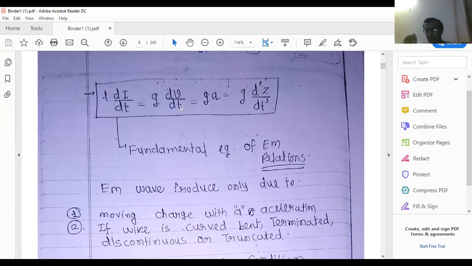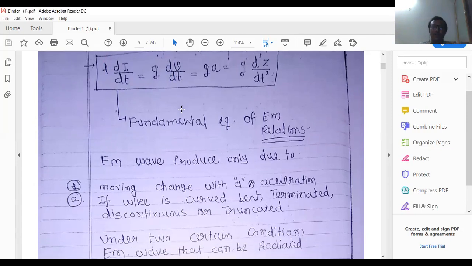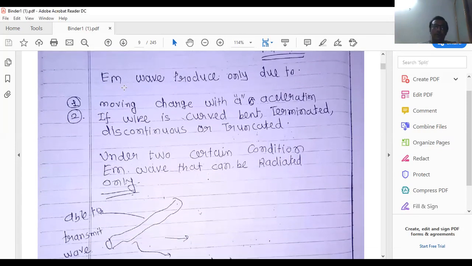But if the electromagnetic wave travels in the same wire, then it is not used; the electromagnetic wave is able to radiate power based on this equation only. The Maxwell equation is used for different media. Remember that point. If different media are not present and only a single medium is present, then this equation is used. Now, the EM wave is produced due to a moving charge with acceleration and the wire is curved.